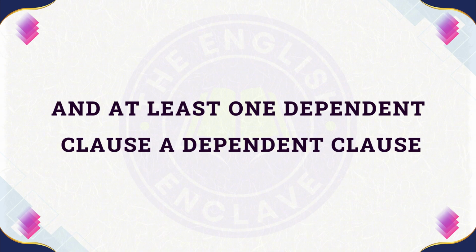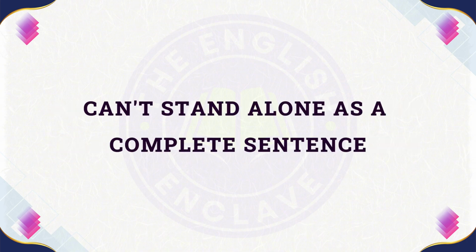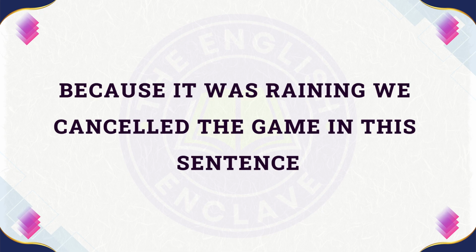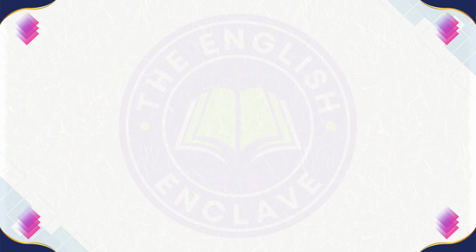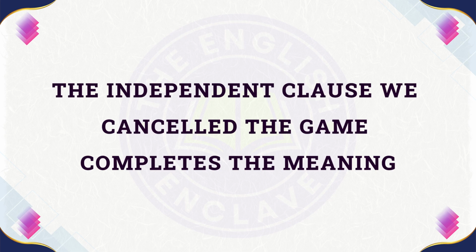Complex sentences. A complex sentence contains one independent clause and at least one dependent clause. A dependent clause can't stand alone as a complete sentence. Because it was raining, we canceled the game. In this sentence, because it was raining is the dependent clause. It doesn't make sense on its own. The independent clause, we canceled the game, completes the meaning.